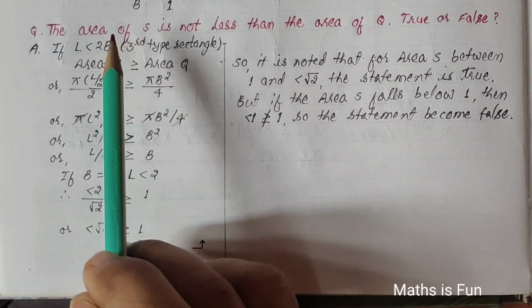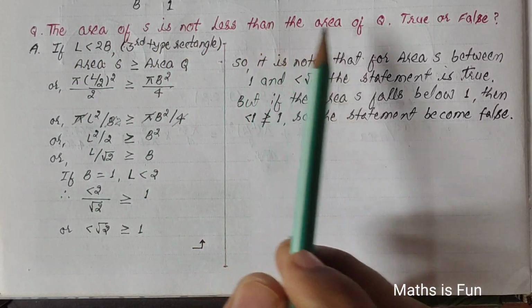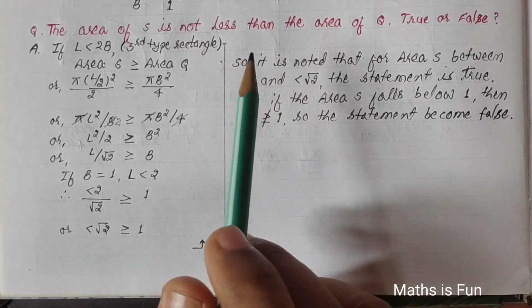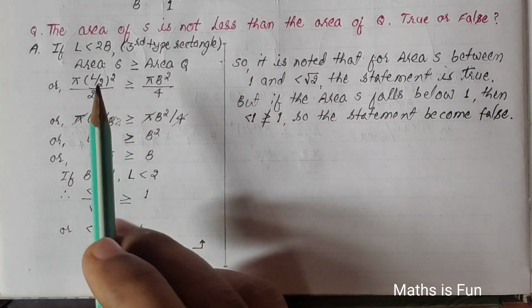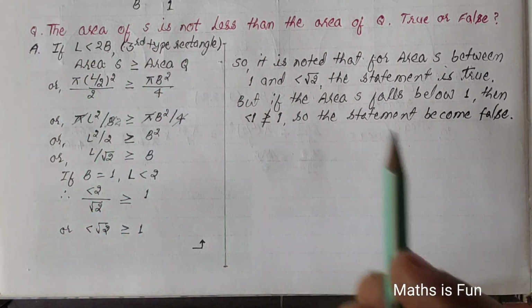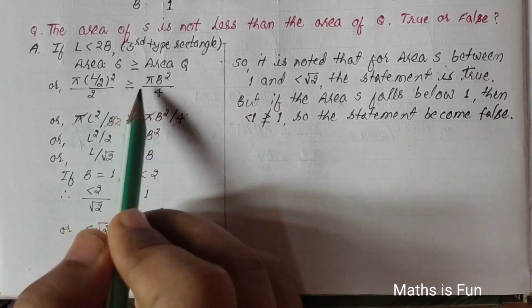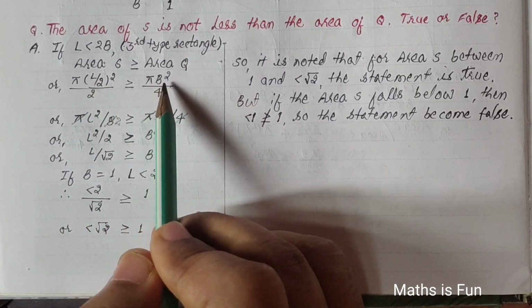So let's try to solve it with that third possibility, in which the length was smaller than 2 times breadth. Here in this question, it is given that the area of S is not less than the area of Q. That means the area of S is greater than or equal to the area of Q. So let's represent it and see if it is true or not. So the area of S, according to that third possibility, is pi (L/2) square over 2, and the area of Q will be pi b square over 4.